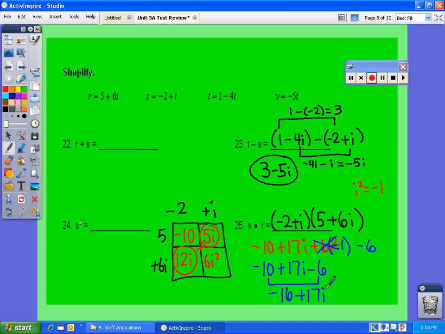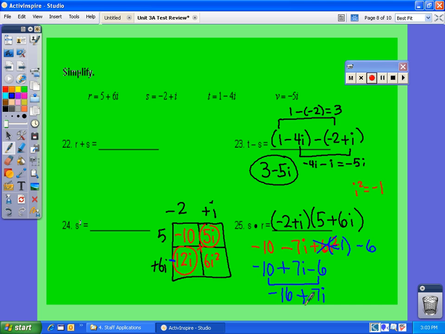Okay. This one right here should have been negative 12. My bad. And, oops, this should have been negative 7. So please watch out for those little mistakes, because even we make mistakes too. Okay, so it should have been negative 16 plus 7i. Sorry.